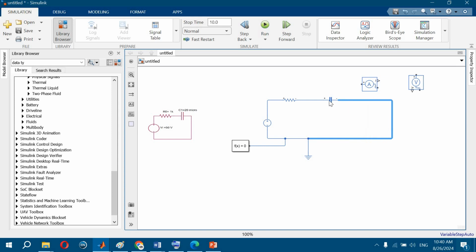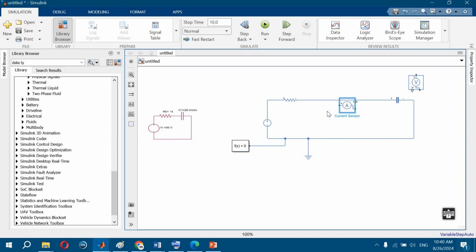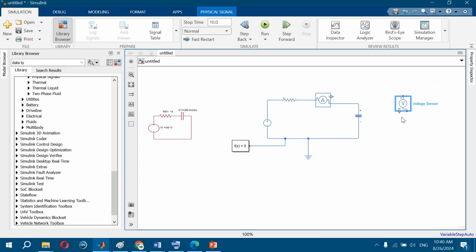As we know, an ammeter should be connected in series and a voltmeter should be connected in parallel. Here is the current sensor and the voltage sensor. Flip this component with Control R to make our circuit more organized.